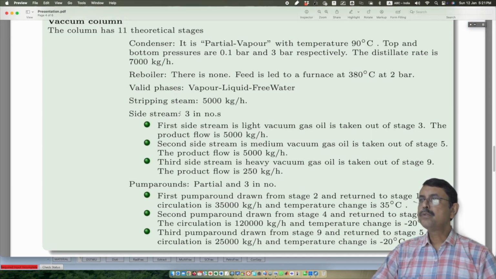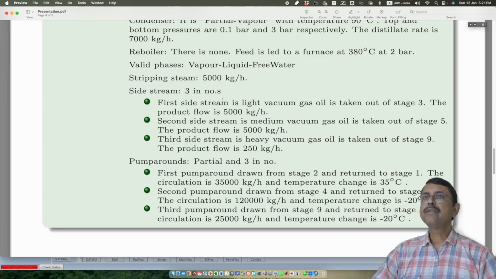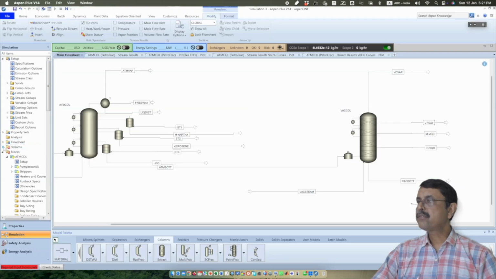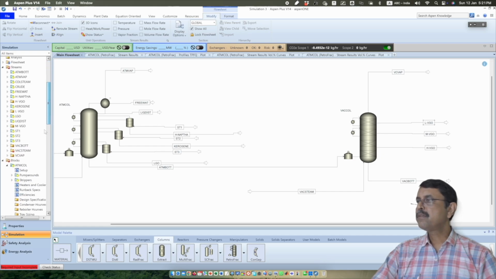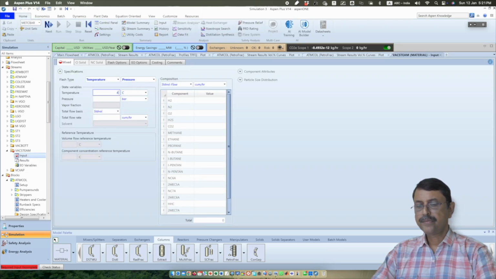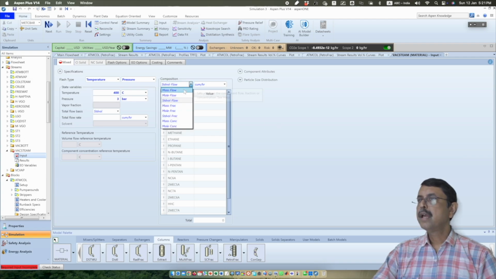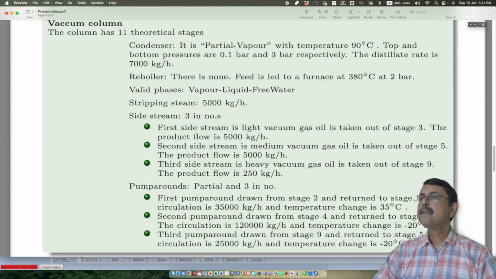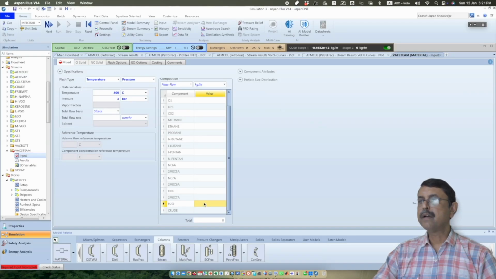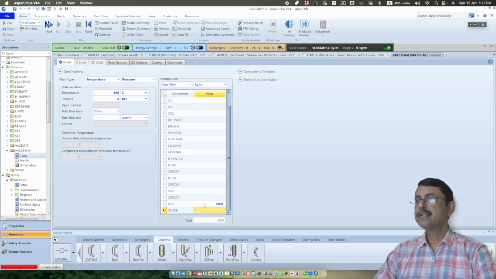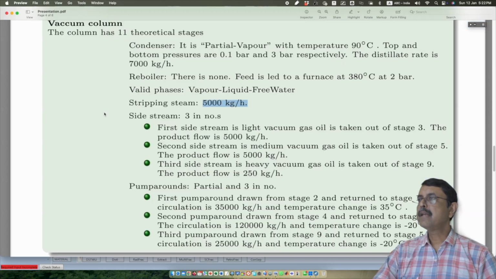So vacuum column, we do not have a stripper, but we have pump around. Those information we have to provide. We have an extra stream, the extra stream of vac steam. So the vac steam information that we have to provide: the steam is 400 degrees centigrade and 3 bar pressure, and the flow rate is 5000 kg per hour. So we write 5000 kg per hour of steam that is given to the vacuum column.